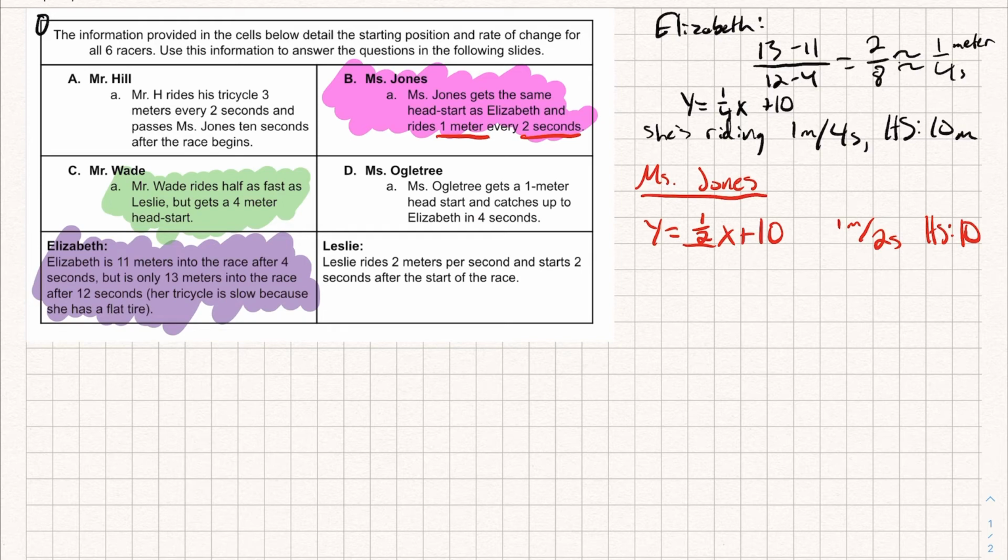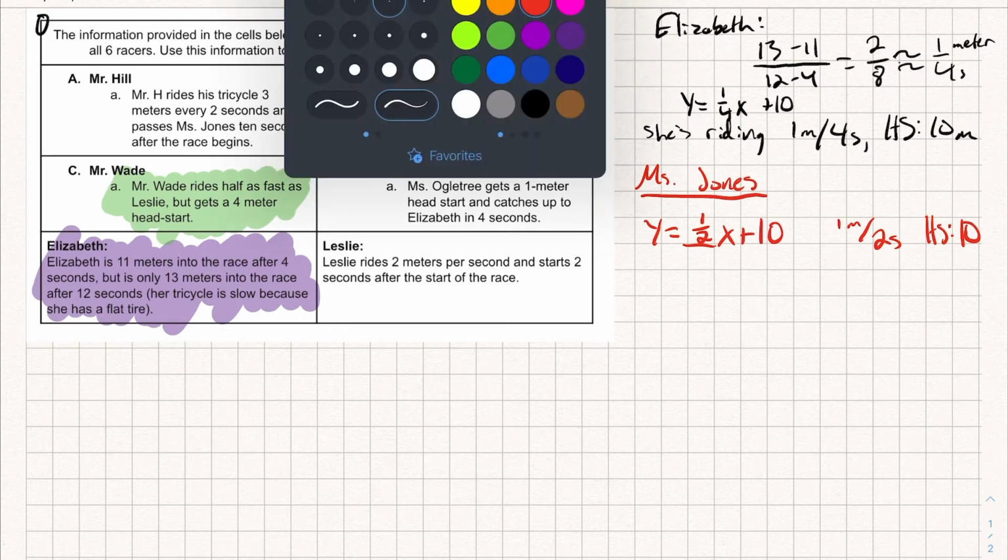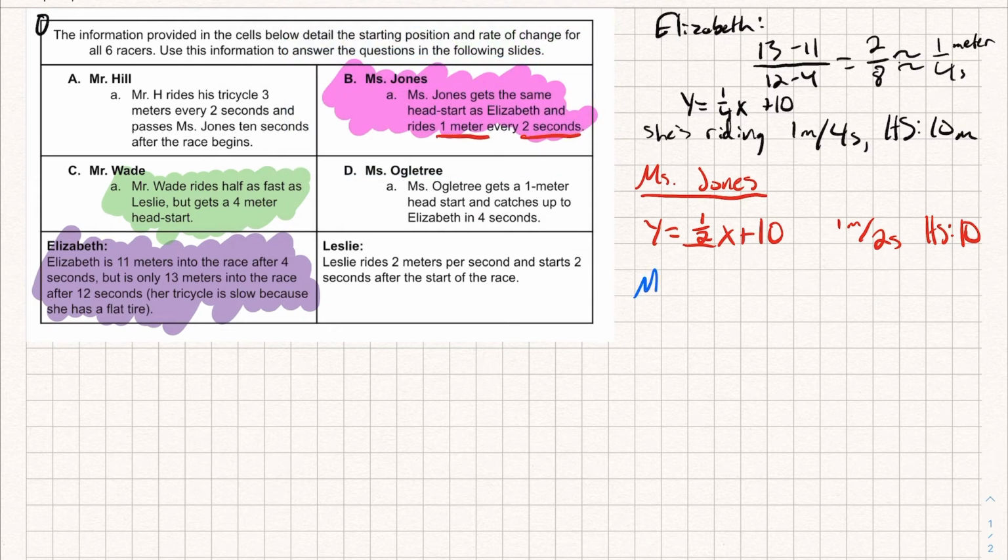So if she's riding 2 meters per second, then that means that Mr. Wade is riding 1 meter per second. So if we start writing Mr. Wade's equation here, we've got y equals 1 meter per 1 second times x, which is just 1 over 1. So in reality, we can just write that as y equals x.